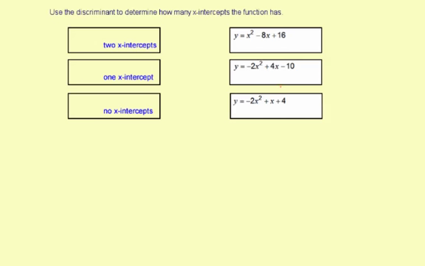Use the discriminant to determine how many x-intercepts the function has. And we're talking about how many x-intercepts on a graph. So if you were to graph this function, how many times would it cross the x-axis? And we're using the discriminant again.